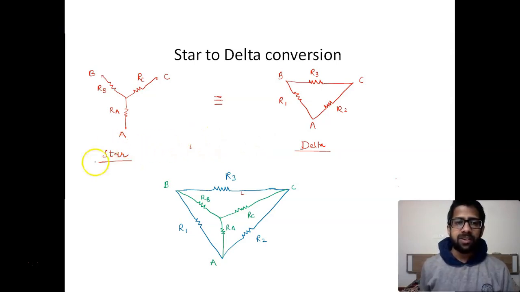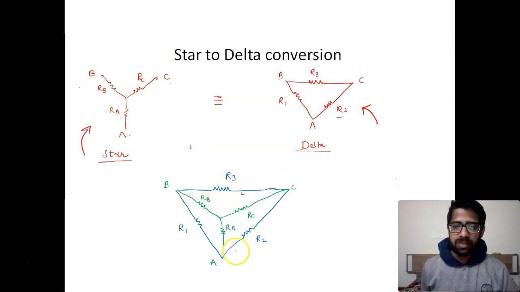Now, we know how star looks like. This is the star connection and this is the delta connection. For convenience, we have named the resistances RA, RB and RC, where each branch is connected at points A, B and C. The branch connected in delta between A and B is named R1, between B and C is R3, and between A and C is R2. It is irrespective of how the points are connected here, but RA, RB, RC follows the convention with the points connected.